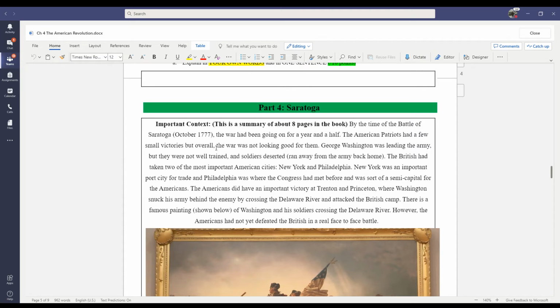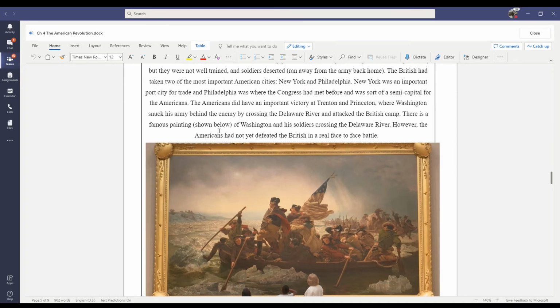New York was an important port city for trade, so a lot of money coming in there. Philadelphia is where the Congress had met before and was sort of a semi-capital for the Americans. Philadelphia, incredibly important city for the Patriots. The Americans did have an important victory at Trenton and Princeton, where Washington snuck his army behind the enemy by crossing the Delaware River and attacked the British camp. There's a famous painting right here of Washington and his soldiers crossing the Delaware.